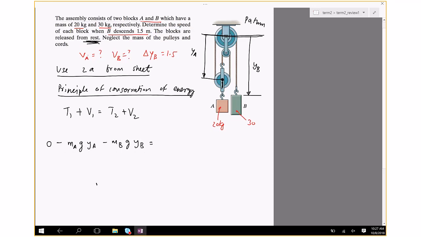Equals, when the system moves freely, both blocks are going to have some speed. So it's half m_A v_A squared plus half m_B v_B squared. And then I need to write the potential.